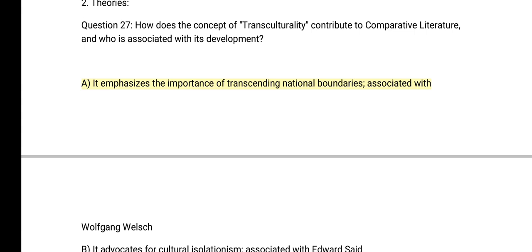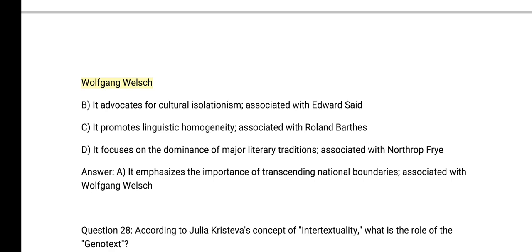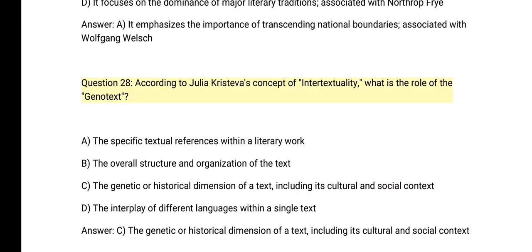A. It emphasizes the importance of transcending national boundaries, associated with Wolfgang Welsch. B. It advocates for cultural isolationism, associated with Edward Said. C. It promotes linguistic homogeneity, associated with Roland Barthes. D. It focuses on the dominance of major literary traditions, associated with Northrop Frye. Answer. A. It emphasizes the importance of transcending national boundaries, associated with Wolfgang Welsch.